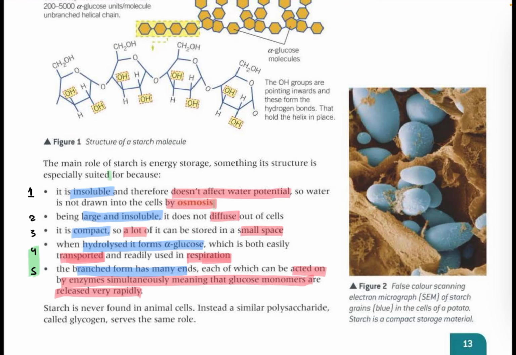Now, starch is a major energy storage molecule, and it is especially suited for energy storage because it's insoluble, so it doesn't affect the osmotic gradient or the water potential of the cell. So this means that, because we're referring to a cell in the plants, because starch is used as a storage molecule in plants, not in animals, this means that water isn't going to be drawn into the cells, and that means that the cell isn't going to swell up.